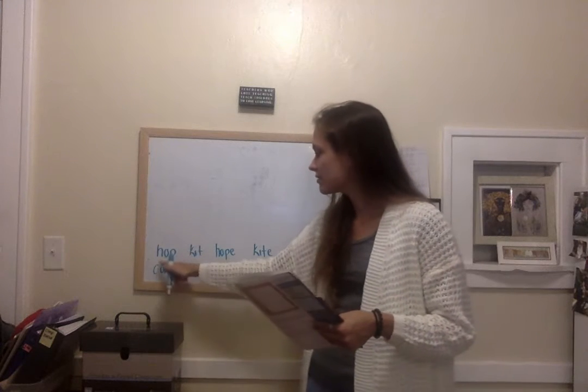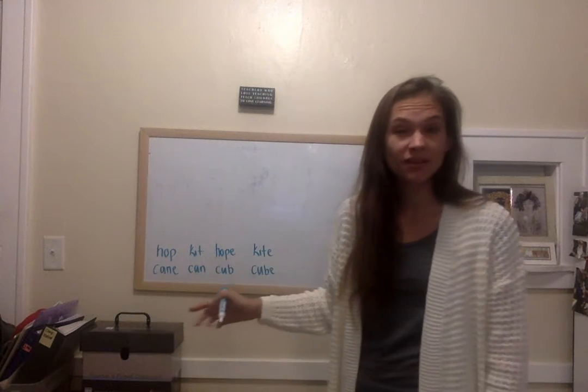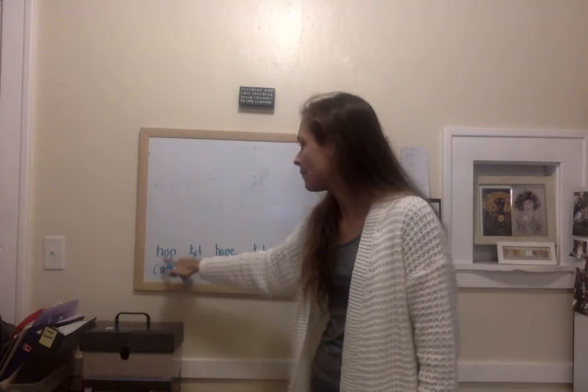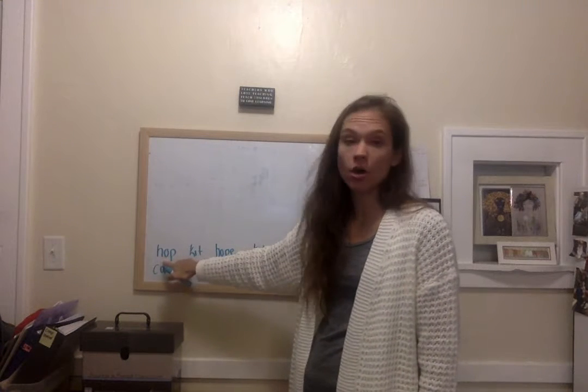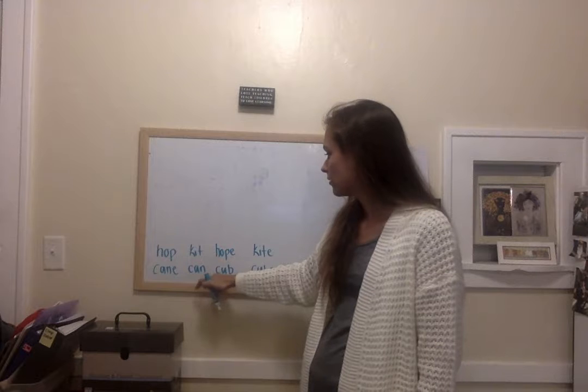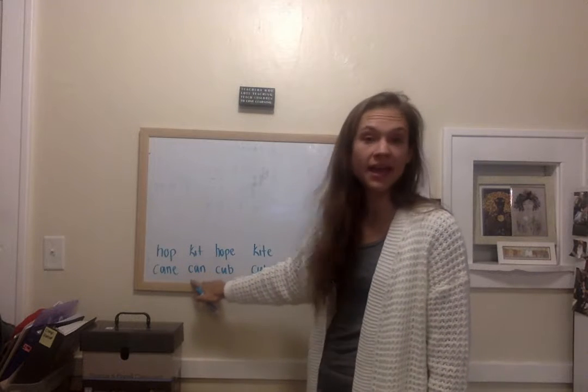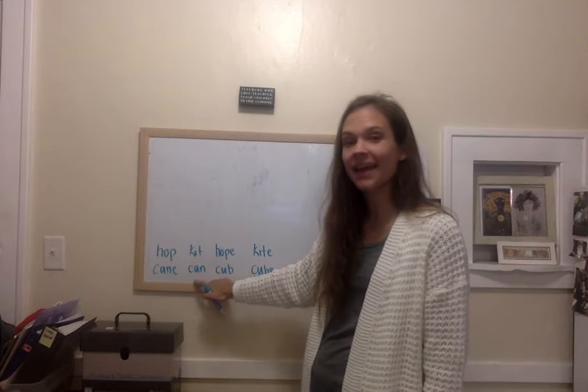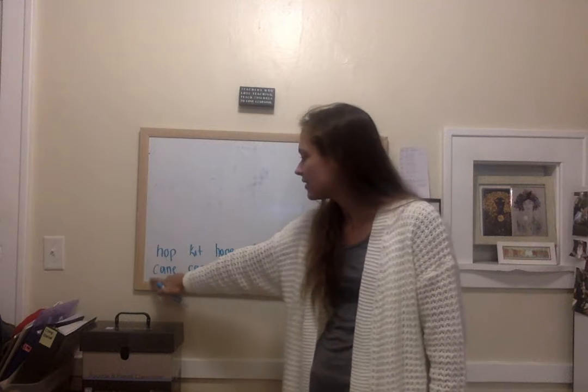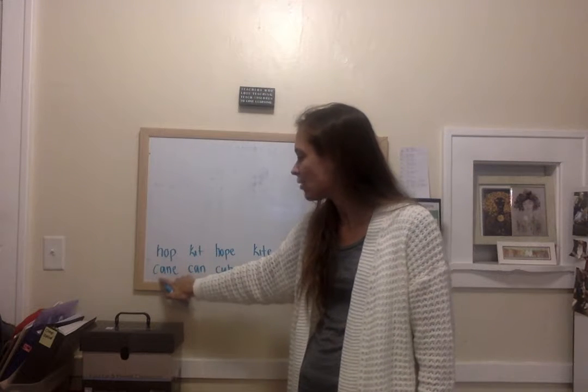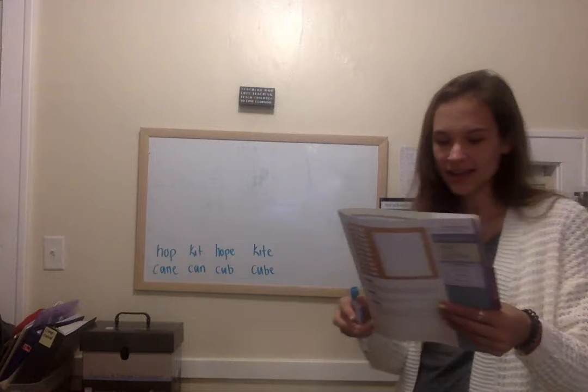Each of these words has a vowel in the middle. If you look at this word hop, in the middle of hop there's an O. And in the middle of this word can, there's an A, another vowel. Even in the middle of cane, there's a vowel, the letter A, okay?